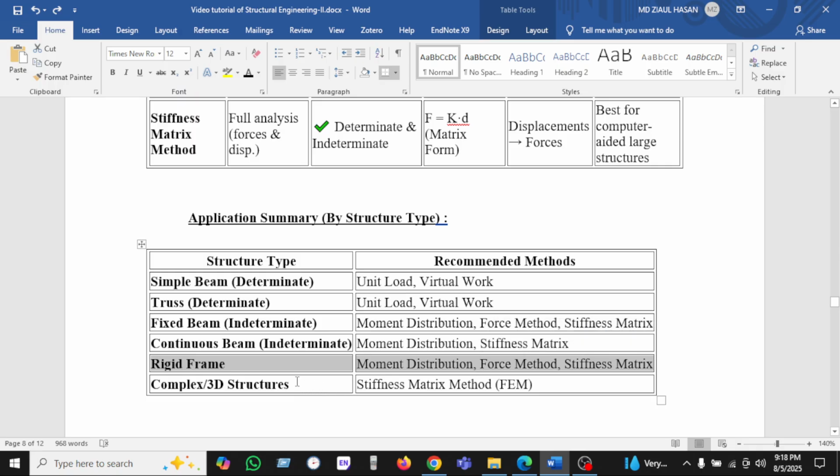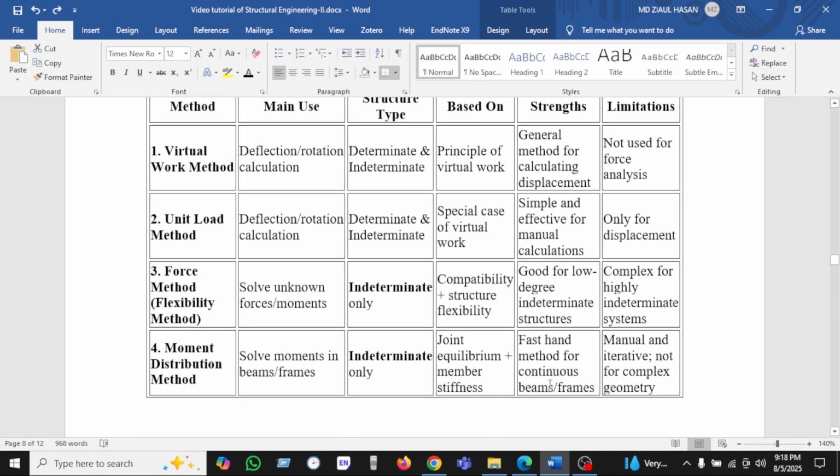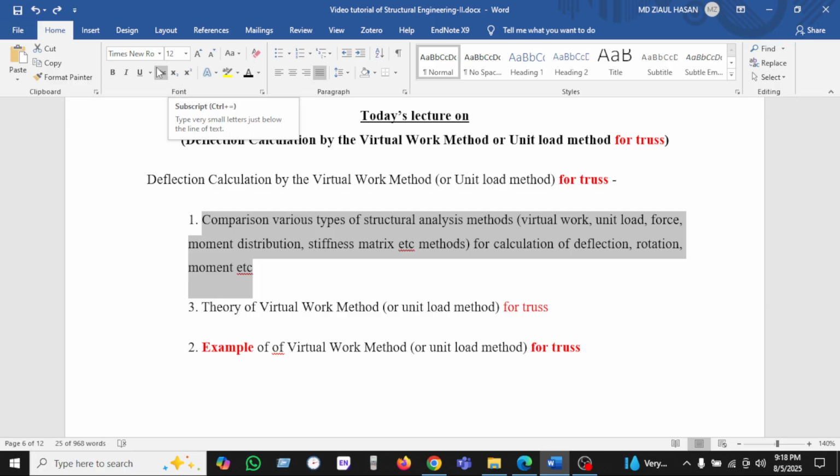At last we can see the complex or 3D structure. If we want to analyze that, we have to use the stiffness matrix method, which is based on the FEM, the finite element method. So we can see the first topic has been covered, which is the comparison of various structure analysis methods.